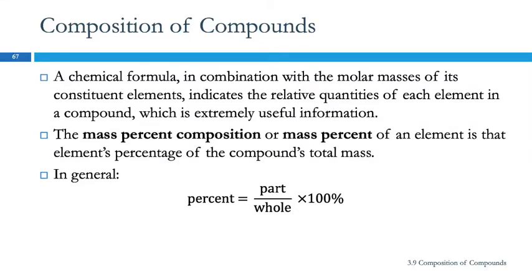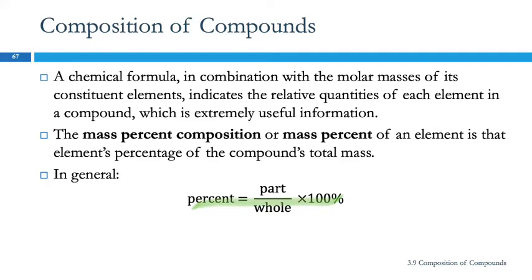Composition of compounds. So the chemical formula tells us about the composition of a compound. And when we combine that with the molar masses of those elements, then we can get the relative quantities of each element in the compound, which can be a useful number. One way that can be expressed is as a mass percent composition of an element. And so this is a really good thing to remember.